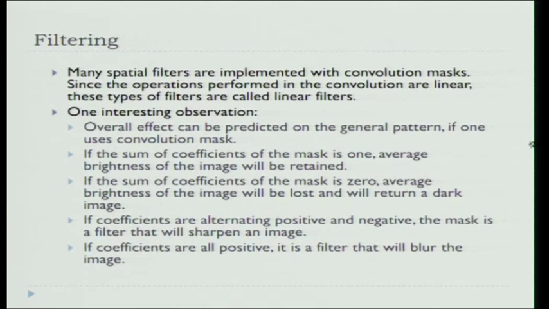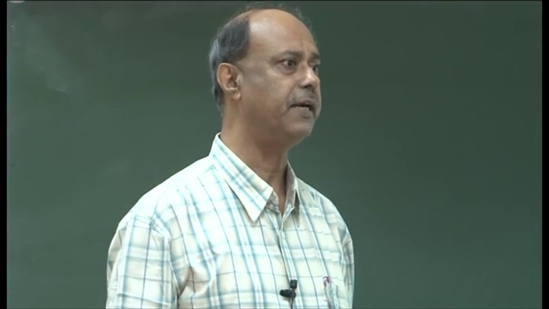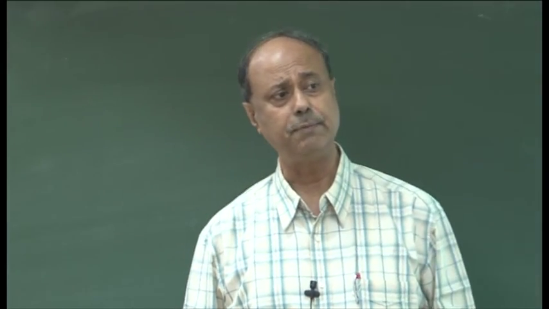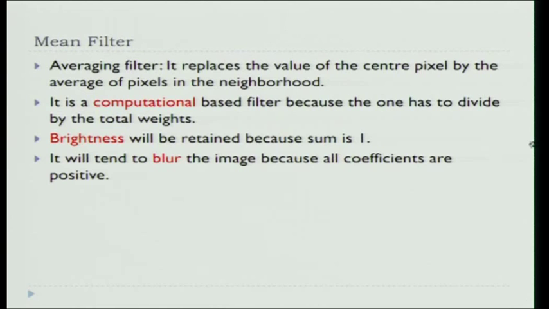If the coefficients are alternately positive, negative and so on, then the image will be sharpened, and you can see the edges properly. But if they are all positive, then the image will become dull, it will be blurred. So in the case of average filtering, basically you take the neighboring pixels and some weights are given to each. Those weights are nothing but the coefficients, and then you replace the central pixel by the average value of that.